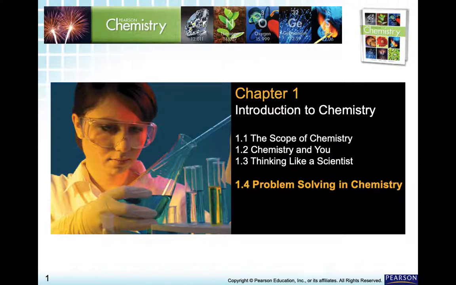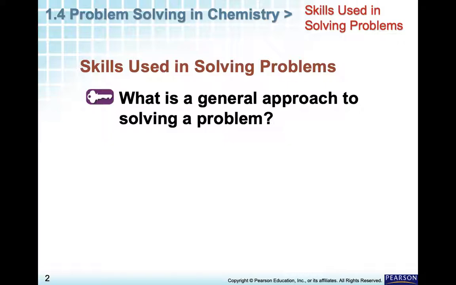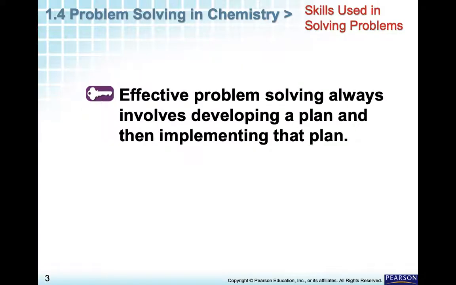Okay, so let's talk about this last one. This one's going to take a little bit more time because this is a skill you're going to use for the rest of the year. So I will also talk about this in class, problem solving in chemistry. So what is a general approach to solving a problem?